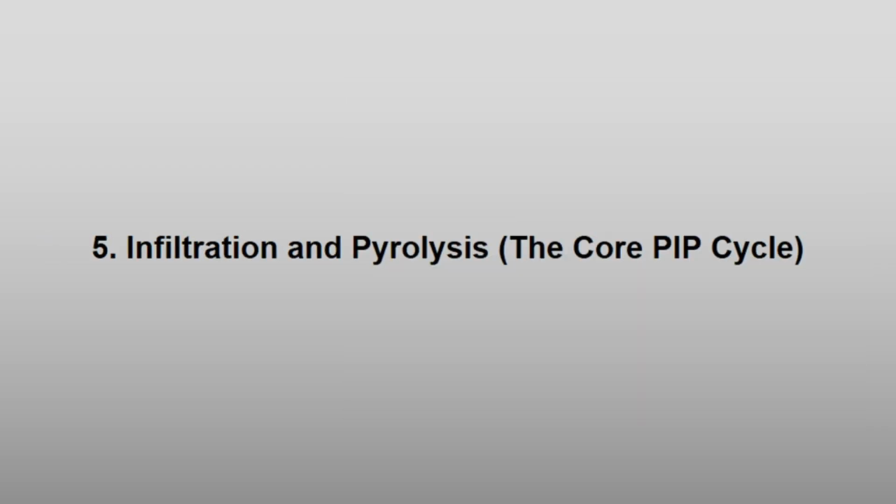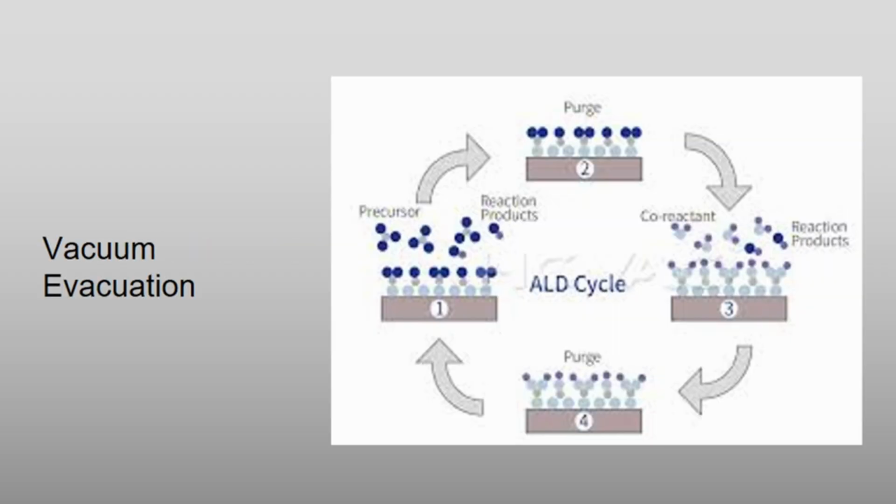Step 5. Infiltration and pyrolysis. The core PIP cycle. Vacuum evacuation. The coated fiber preform is locked inside a pressure vessel and all air is vacuumed out to eliminate microscopic air pockets. This shows and outlines the exact mechanical and structural setup of a vacuum-assisted resin impregnation system tailored to deliver pore-free matrix consolidation during cyclic polymer infiltration and pyrolysis processing.